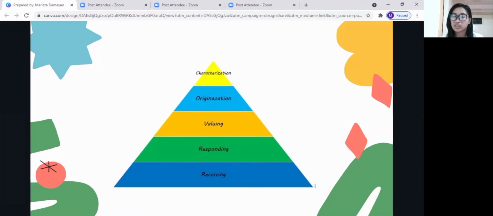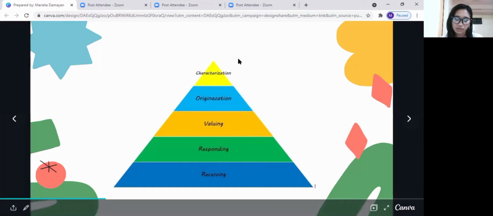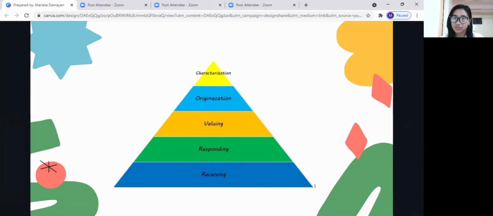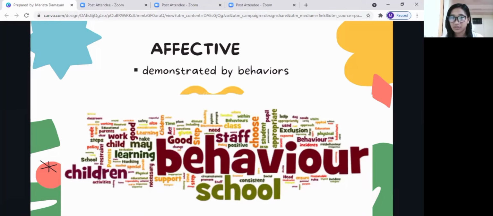First is receiving, then responding, valuing, organization, and characterization. The basic level starts from the bottom to the advanced level, reaching the top, which is characterization. When we teach learners, we expect them to first receive, right? And then respond to it through actively participating in the class, and then start valuing it and organizing it in their mind, and lastly, to build their own character. Affective is demonstrated by behaviors or effectively deals with matter emotionally. So let's study each level.